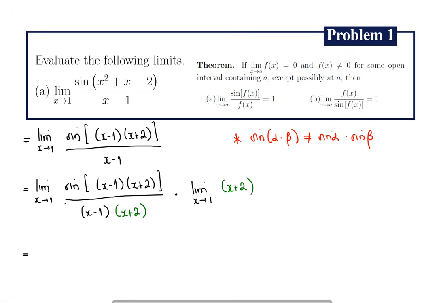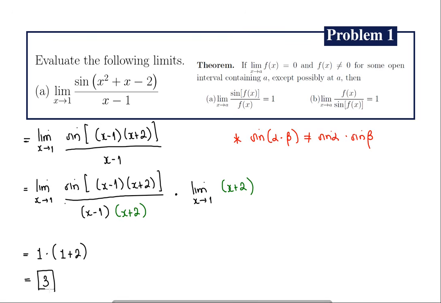So the first limit is just a direct application of the theorem. So this is just equal to 1. The next limit is just the limit of a polynomial. So just substitute x equals 1 and then you're good. So 1 plus 2. And then our final answer should be 3.